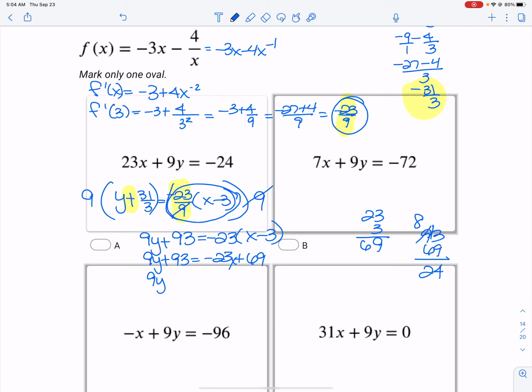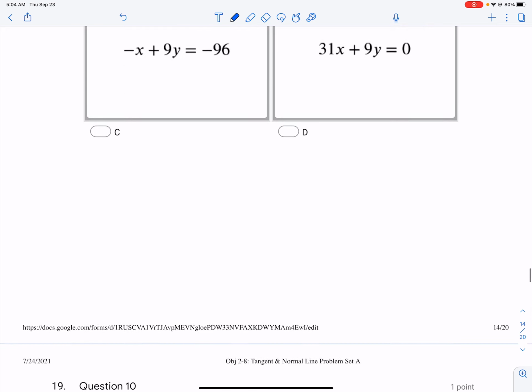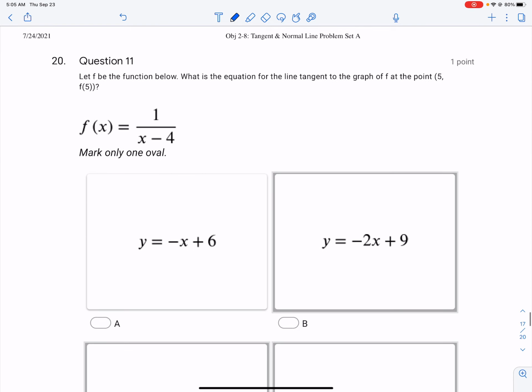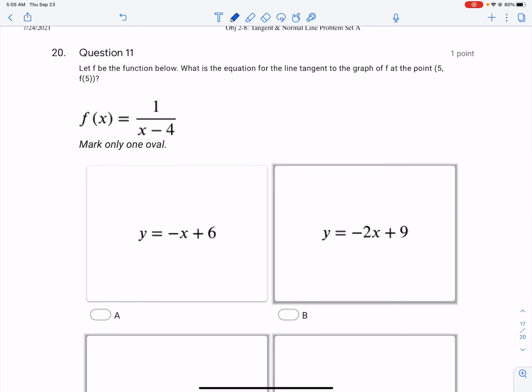So this is 24. So I get 9y is equal to negative 23x plus 20 minus 24. So then I add 23x to both sides, and I get letter A. All right, that's question 10. I don't think there's a question. Oh, there is a question 11. Just kidding. Okay, write the equation of the tangent line.